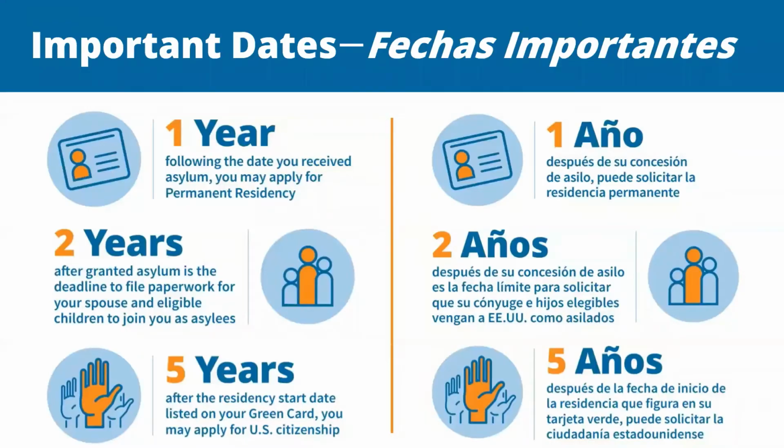So again, these are really the important dates that asylees need to know. You can apply for permanent residency 1 year after your asylum grant. Remember that you have that 2-year deadline to apply for asylum for your family members after your asylum grant. And finally, beginning 5 years after your residency start date, you can apply to become a US citizen.